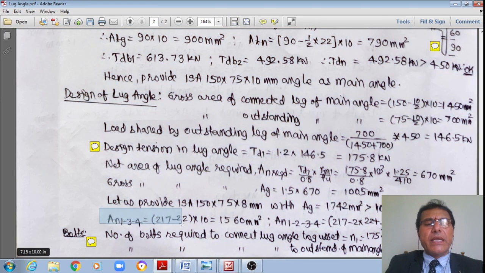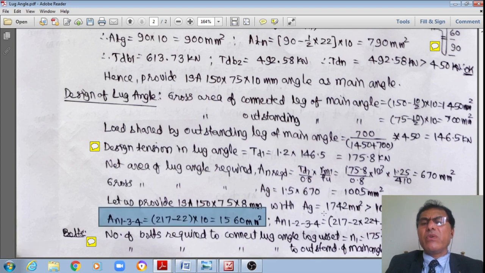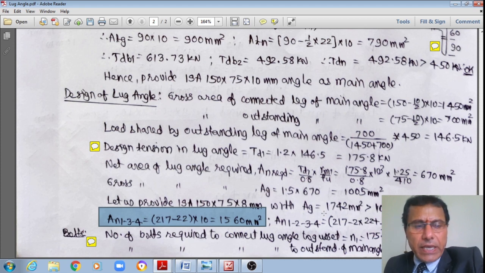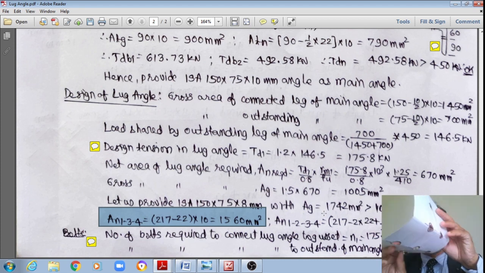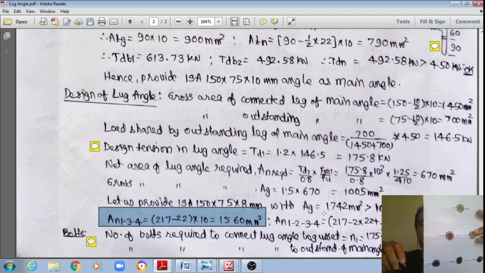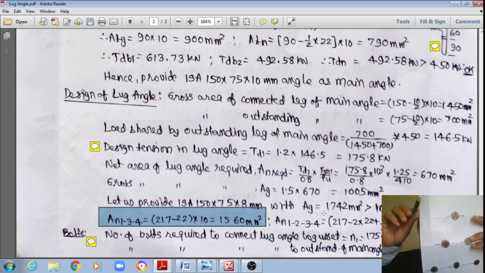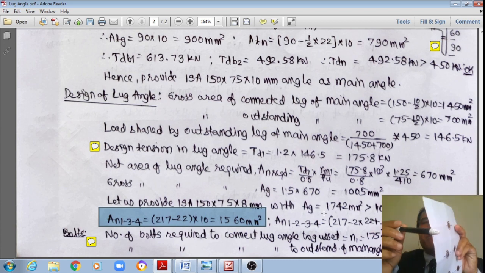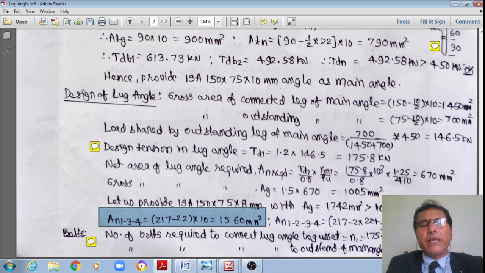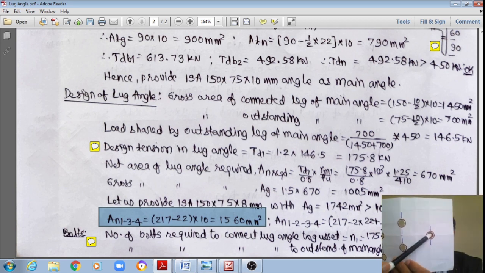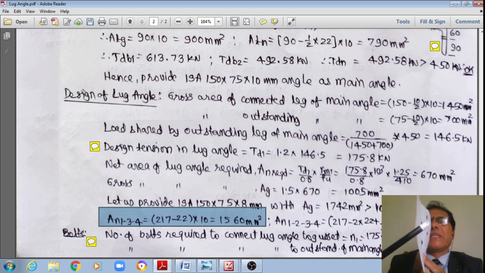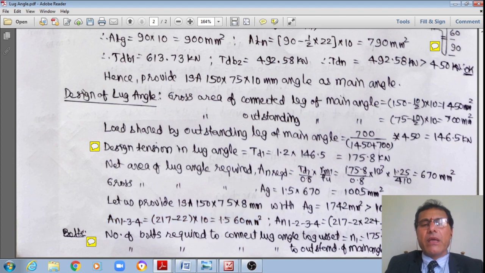Therefore, the net area along 1 3 4, now I have shown: if this angle is opened, the total length is equal to 217, because this is 150 plus 75 minus 8 mm. From that, one deduction of 22 mm multiplied by its thickness, 8 mm, then it works out to 1560 mm square along the crack pattern 134.